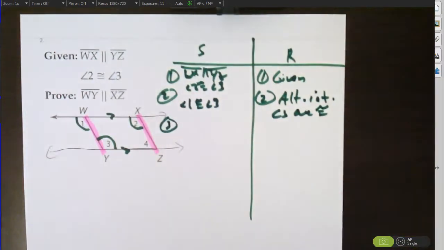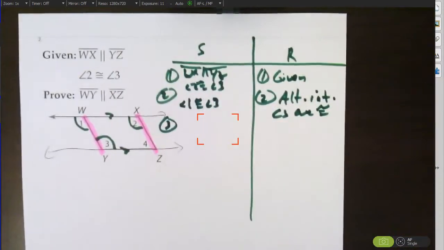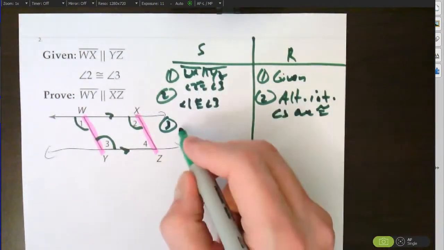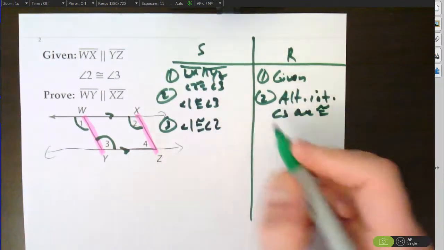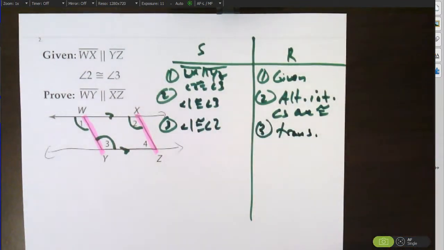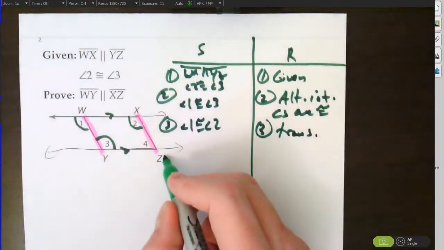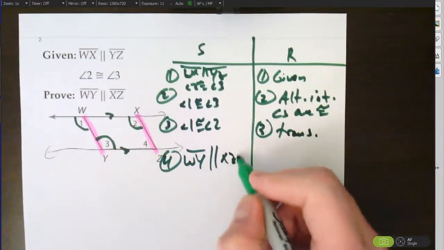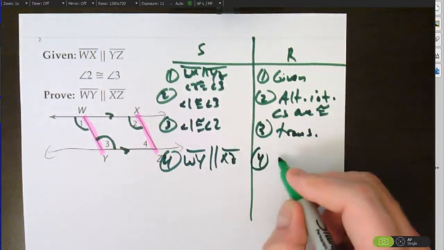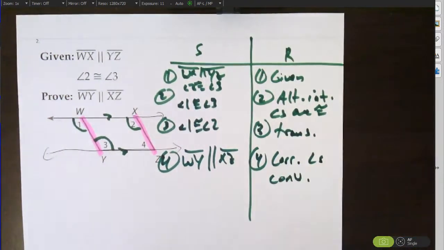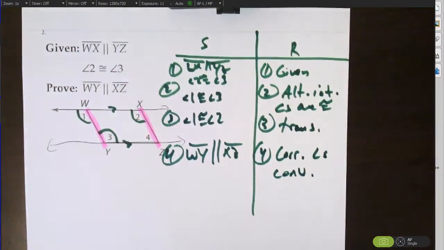Step 3 then, once we know that: if angle 1 is congruent to angle 3 and angle 2 is congruent to angle 3, angle 1 is congruent to angle 2 by transitive. And if 1 is congruent to 2, WY is parallel to XZ by the corresponding angles converse. Okay, that was number 2.